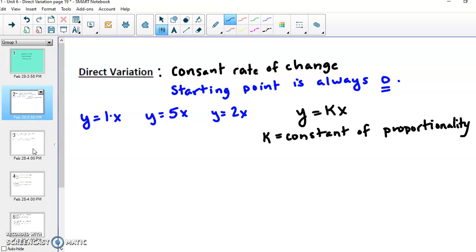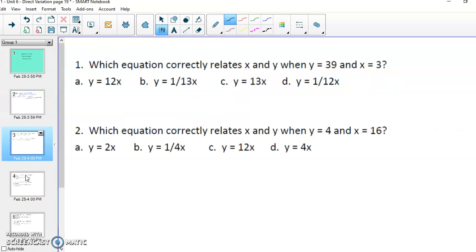Let's do some examples. So if you have a multiple choice, which equation correctly relates x and y when y equals 39 and x equals 3? So let's do it this way. If we plug 3 in, what do we get for y? 12 times 3 is 36. No, we need 39. That's wrong. 1/3 times 3, that's not right. Okay, how about this one? 13 times 3 is 39. We found our answer.